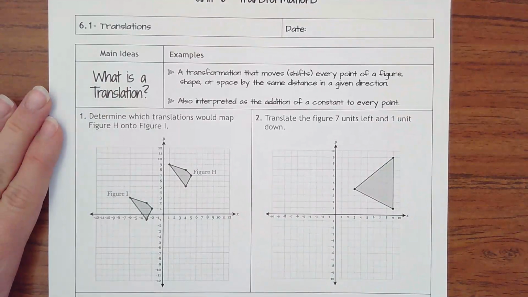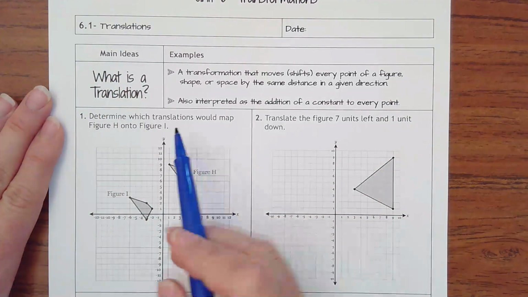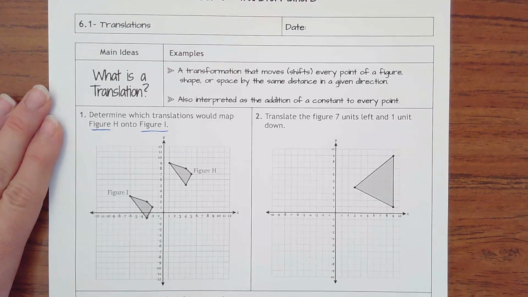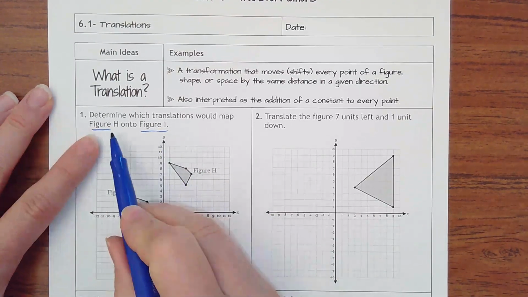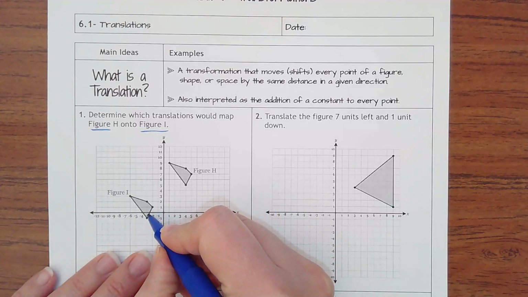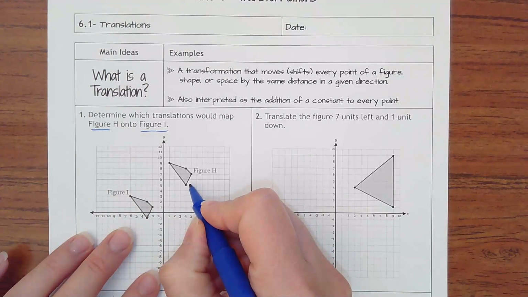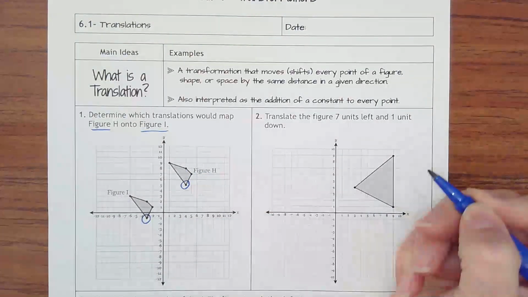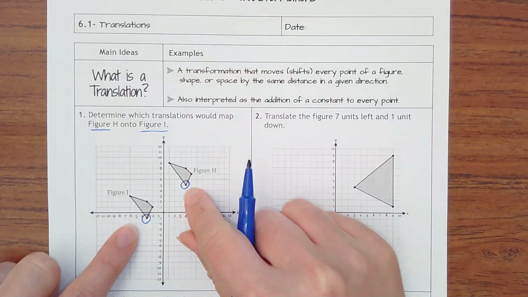So number one, we have a graph here. It says determine which translations would map figure H onto figure I. Always read which one onto which one. So we're starting with figure H and trying to figure out how it moved to figure I, because you see they're the same exact shape. It's just been slid. So pick one of the points, sets of points that you see that are in the same location on the shape.